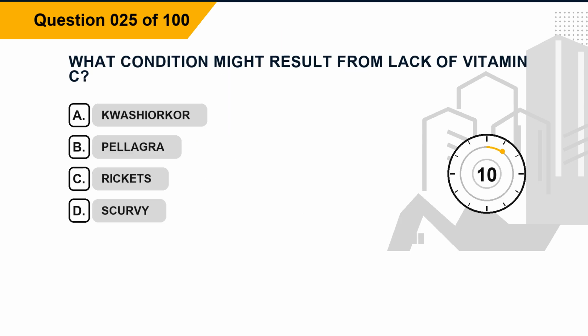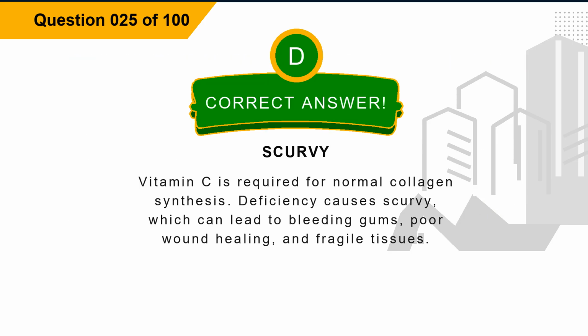Question 25. What condition might result from lack of vitamin C? Option A, kwashiorkor. Option B, pellagra. Option C, rickets. Option D, scurvy. The correct answer is option D, scurvy. Explanation: vitamin C is required for normal collagen synthesis. Deficiency causes scurvy, which can lead to bleeding gums, poor wound healing, and fragile tissues.